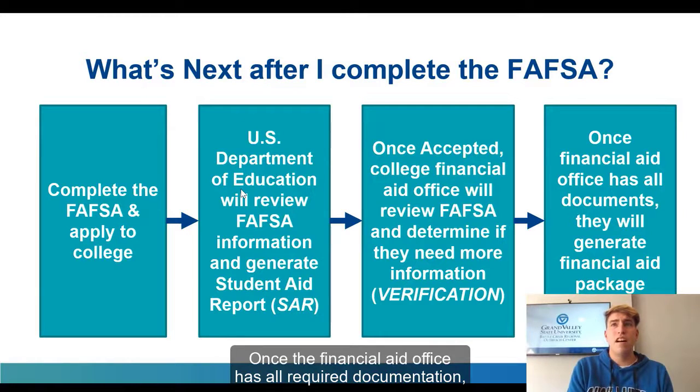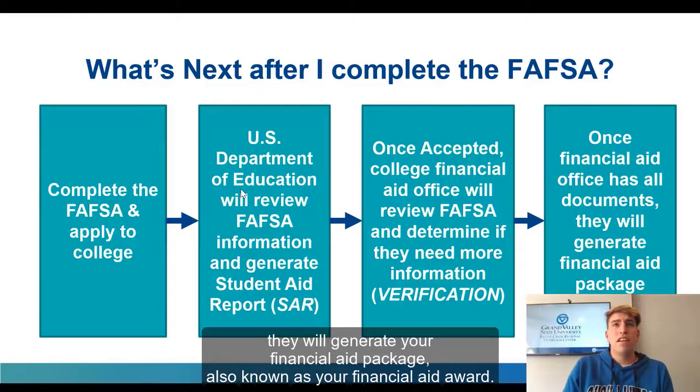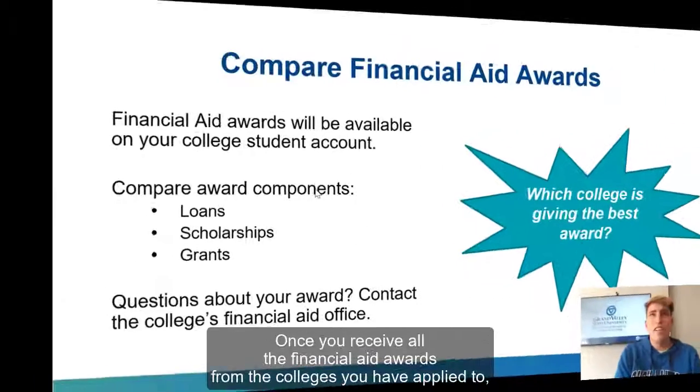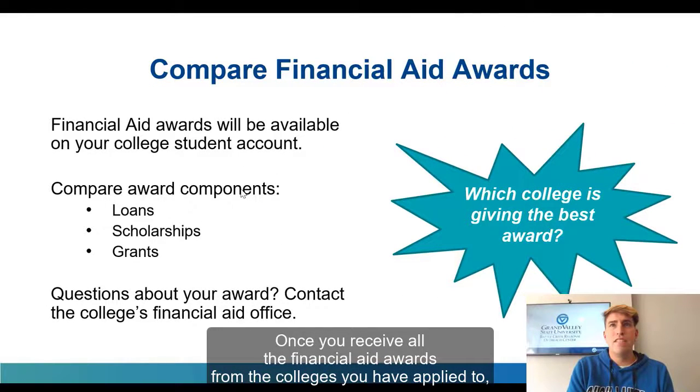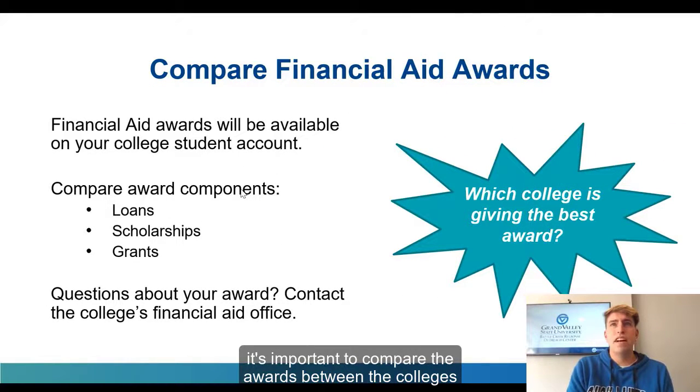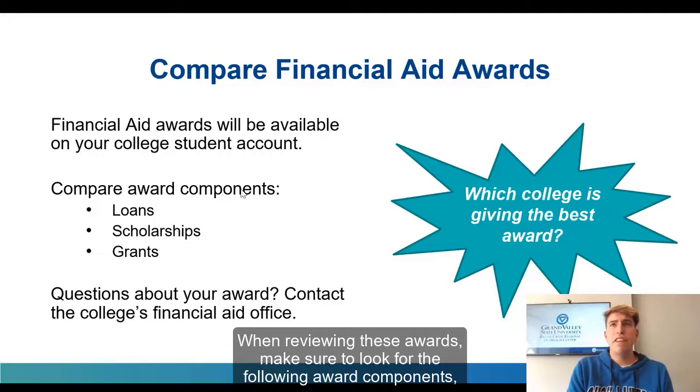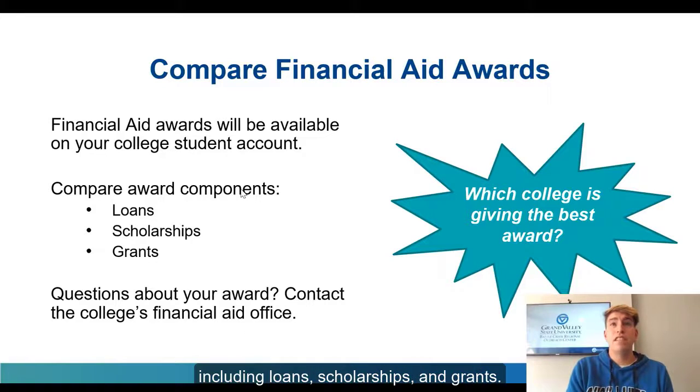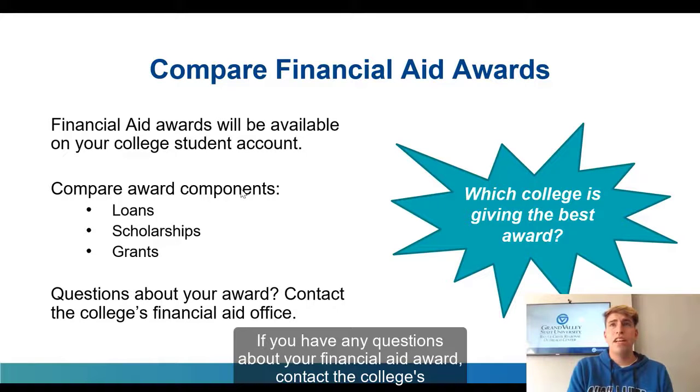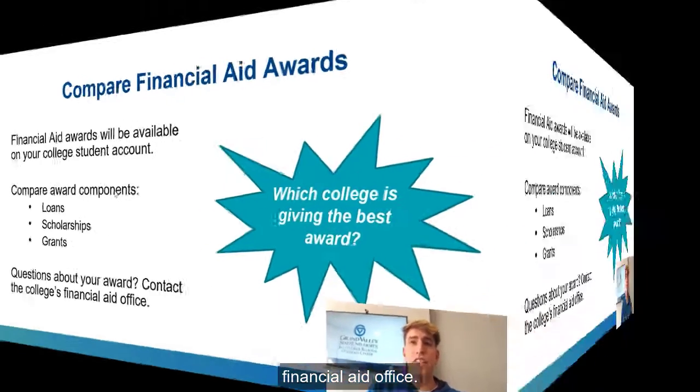Once the financial aid office has all required documentation, they will generate your financial aid package, also known as your financial aid award. Once you receive all the financial aid awards from the colleges you have applied to, it's important to compare the awards between the colleges to determine which college is giving the best financial aid. You can find the financial aid awards in your college student account. When reviewing these awards, make sure to look for the following award components, including loans, scholarships, and grants. If you have any questions about your financial aid award, contact the college's financial aid office.